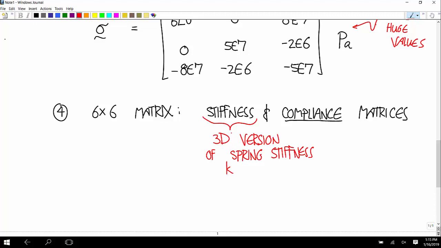And one thing, we'll get to this later, inverses and stuff, but the stiffness matrix is the inverse of the compliance matrix and vice versa. So that means that if your stiffness matrix values are big, your compliance matrix values are really small and vice versa.